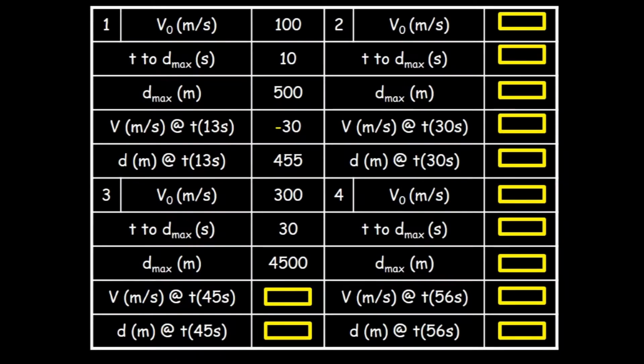Everybody get that? Slowly but surely? Okay, now the next one is going to be Vmax at 45 seconds. At 45 seconds, is it falling or rising? Everybody, it's falling, because it reaches its max height at 30 seconds, so it's falling for 15 seconds, not 5 seconds, for 15 seconds, right?